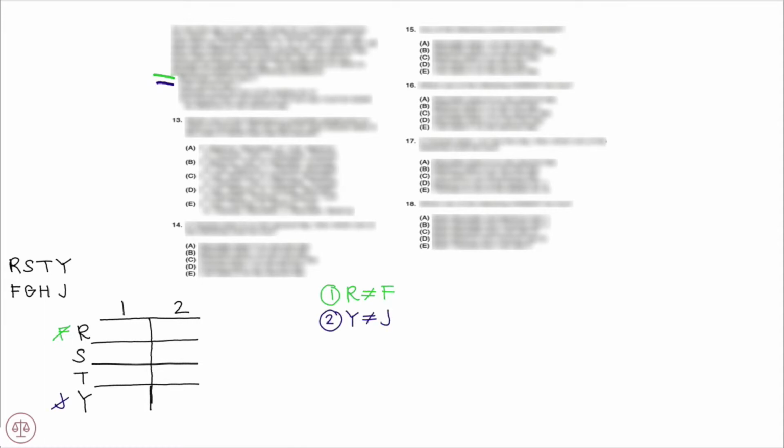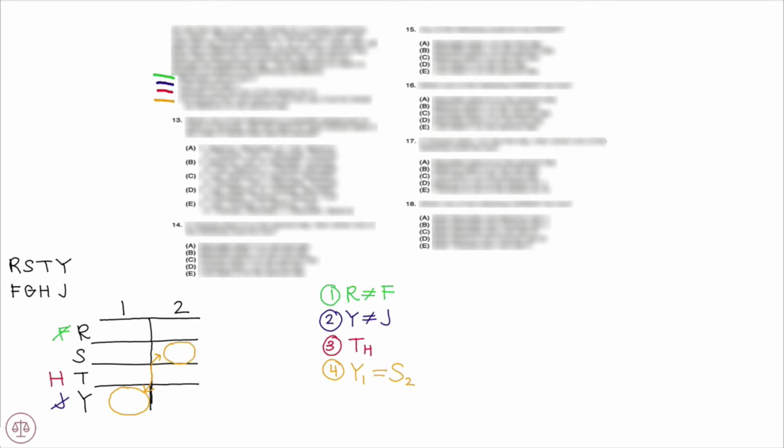Rule number 3, T must be one of the testers for H. So we know T is with H. We just don't know which day. And our 4th rule, the bicycle that Y tests on the first day must be tested by S on the second day. So Y's first bicycle is the same as S's second bicycle. That means whatever is here is going to be the same as whatever is here.